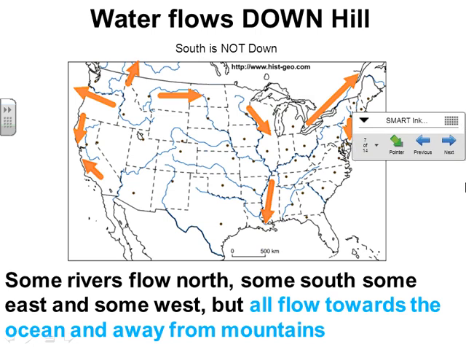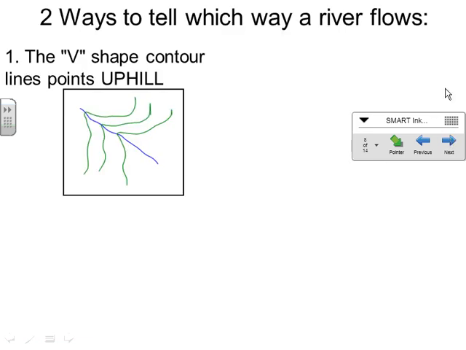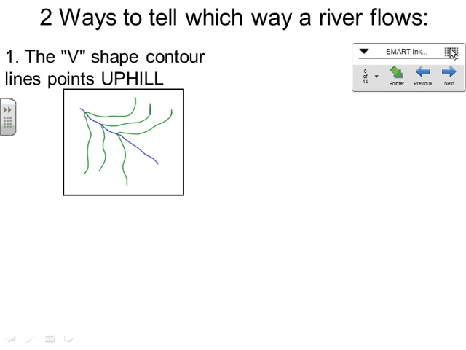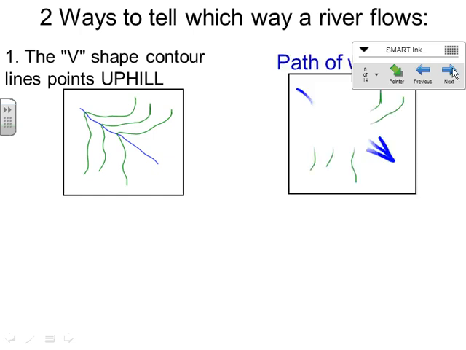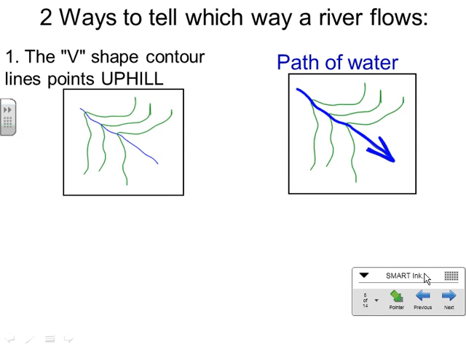Water always flows downhill. Some rivers flow north, some south, some east, and some west, but all flow towards the ocean and away from mountains. So let's talk about two ways to tell which way a river is flowing. The first way is the V-shaped contour lines. The V-shaped contour line is always going to point uphill. So right here you can see these V-shaped contour lines pointing uphill, and the path of the water is going to flow to a point of lower elevation.